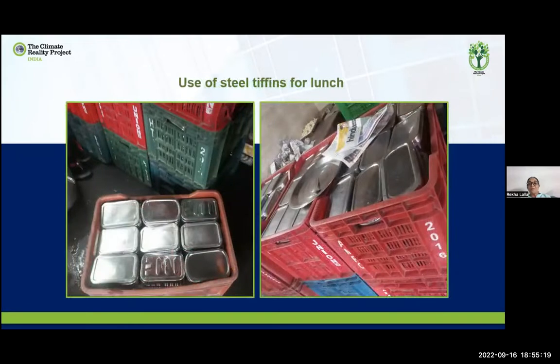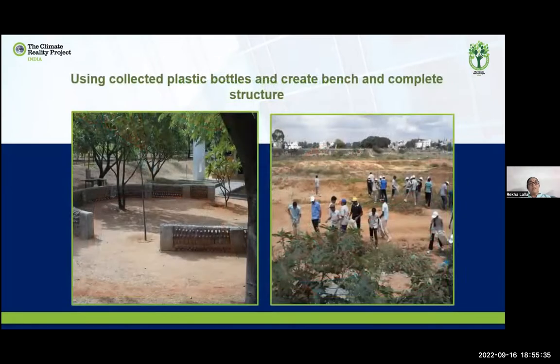Some of the schools also talked about using tiffin. So primary schools have a food system, a midday meal system, and the school uses it like this. They have a roti maker also, which makes rotis, and we pack them in that. Even collecting the plastic bottles, you can see the students taking it from everywhere, and they have made their own school benches like that.